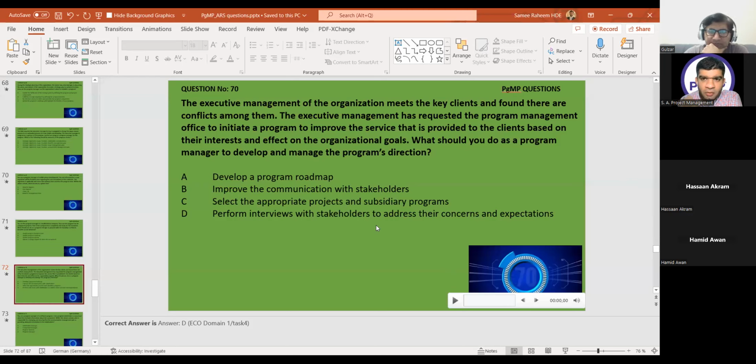Yes, sir, visible. So what should you do as a program manager to develop and manage the program direction? Program direction we can only get from the program mission statement, which is developed by interviewing or analyzing the stakeholders to address their concerns and expectations. So this is how the exam can ask you a question from the exam content outline. Technically or theoretically, we can argue for hours that it can be a roadmap or something like that. But if the tone of the question is coming from the exam content outline, we have to go directly to the answer which PMI is giving us. Is it clear to everyone?